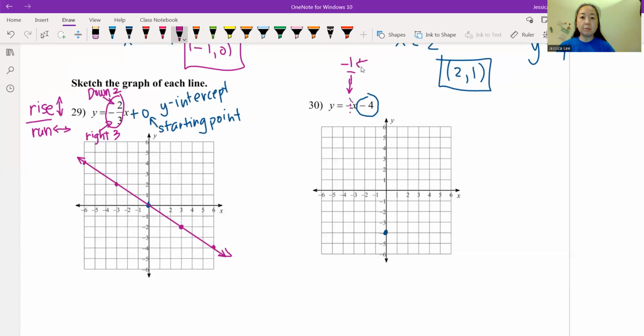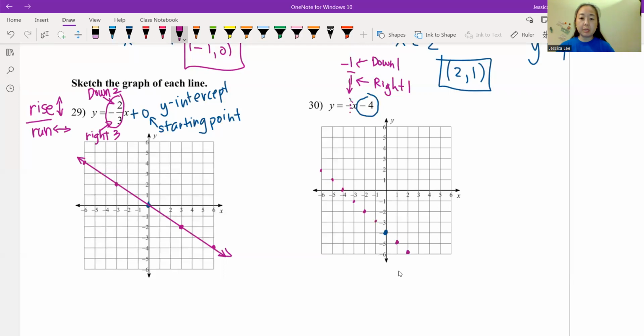Which means we're going to go down 1 and to the right 1, or up 1 and to the left 1. So again, from this starting point, because remember, we've got to know where to start, down 1 to the right 1 is going to look like this, or up 1 to the left 1.